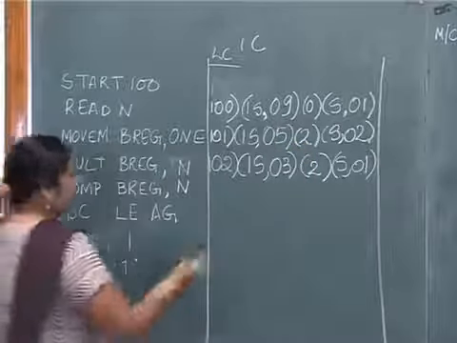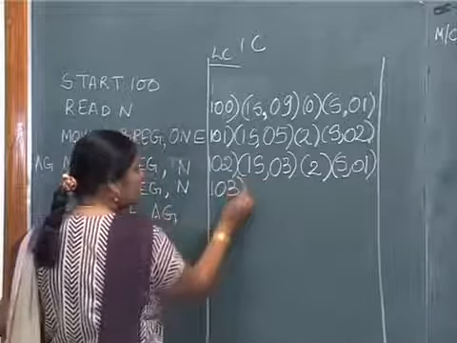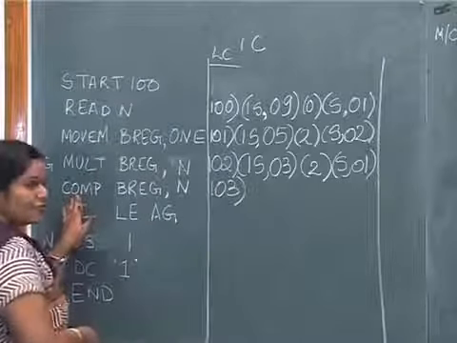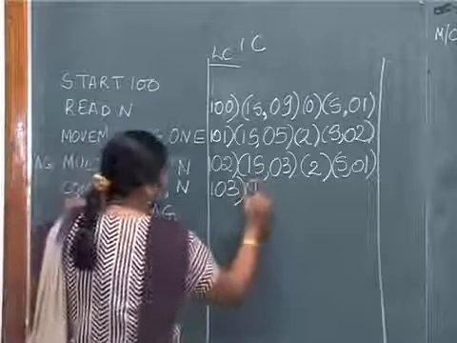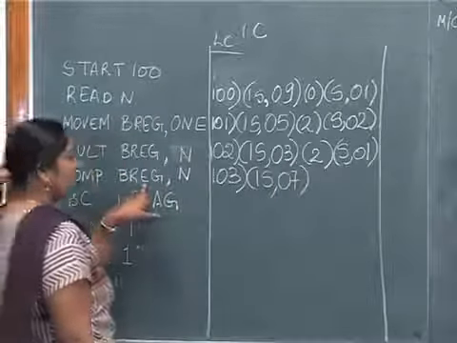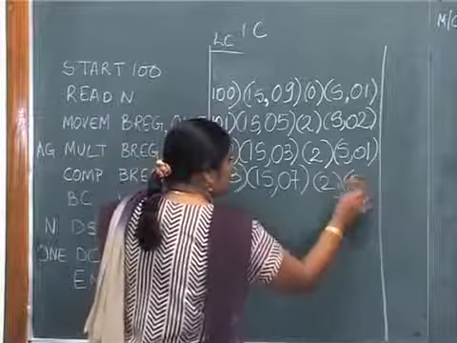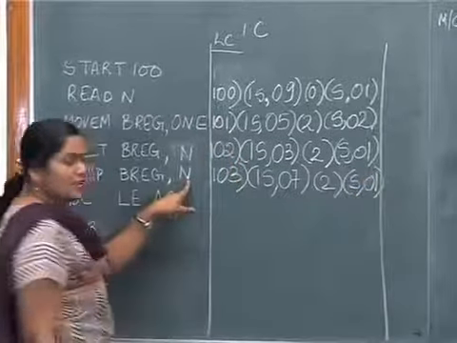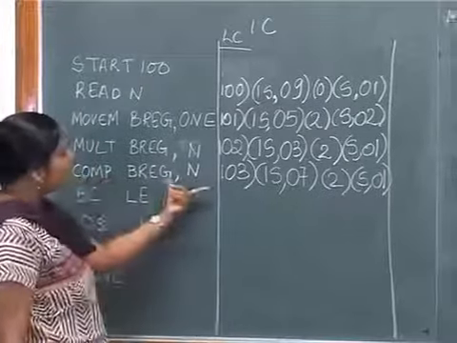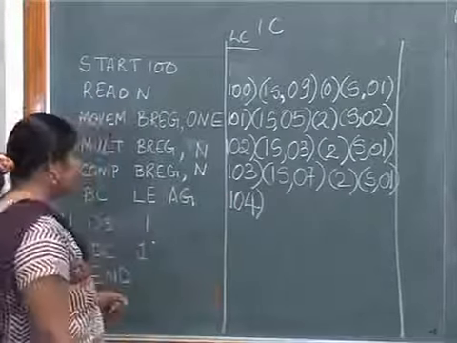Now COMP again, before we process this, the location counter value is incremented by the length of the instruction. It becomes 103. COMP stands for compare, and it is an imperative statement with the instruction opcode of 7. Now BREG again would mean the second register, and N, as you've seen in the symbol table, is a symbol whose index value is 1, that is it is at location 1.